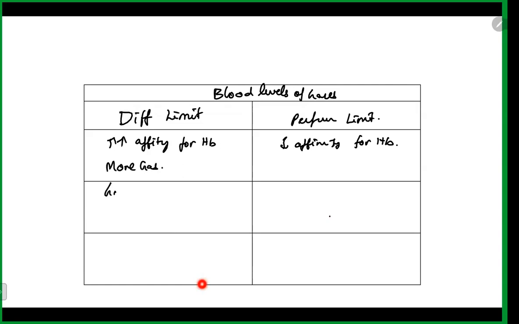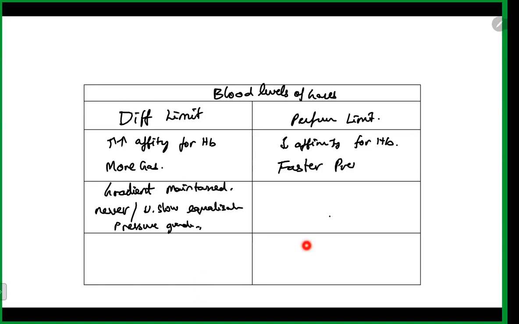Okay, the gradient is maintained. And it never equalizes, or equalizes very slowly, the pressure gradient. Okay? Pressure gradient. Here, what happens is there is going to be a decrease in the affinity for hemoglobin. A faster pressure gradient equalization will be there. Equalization will be occurring for oxygen, carbon dioxide, and nitrogen.